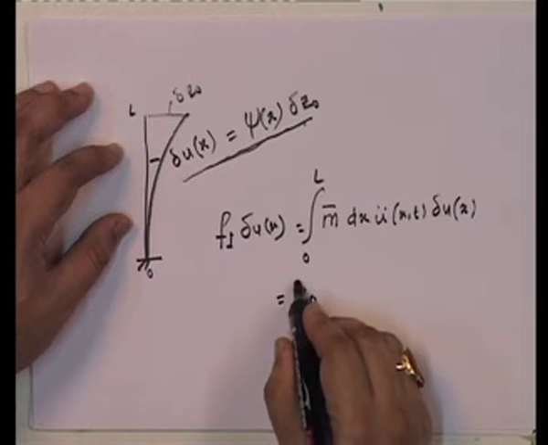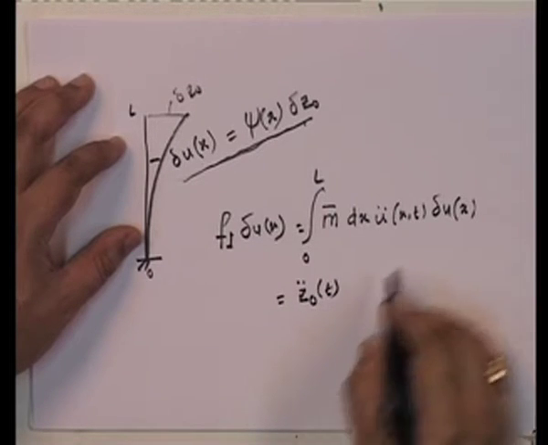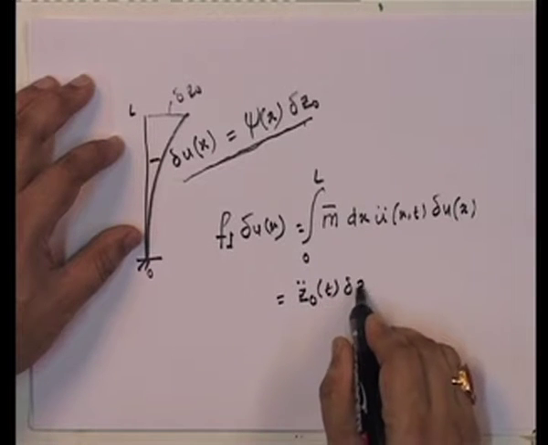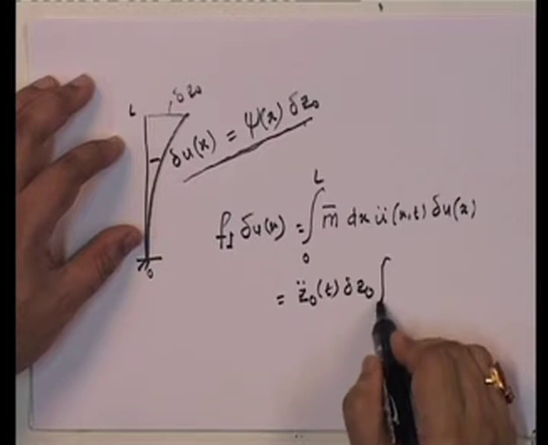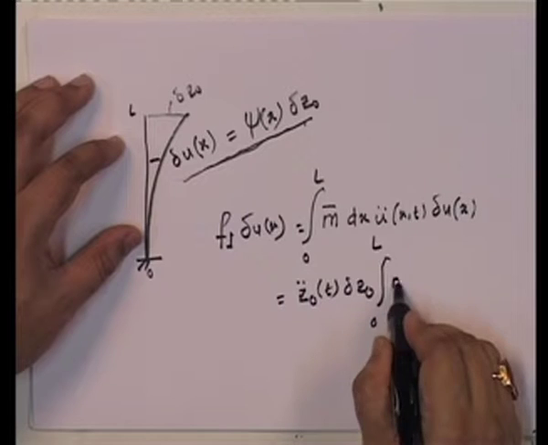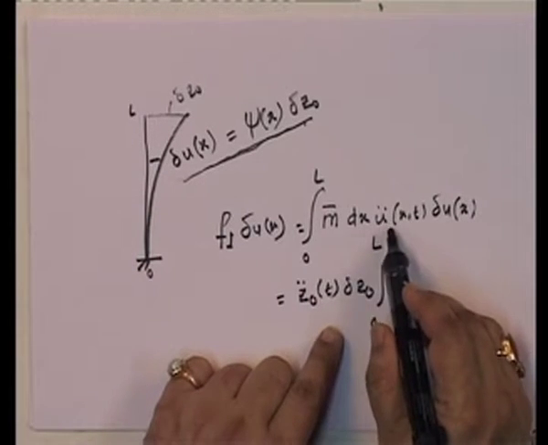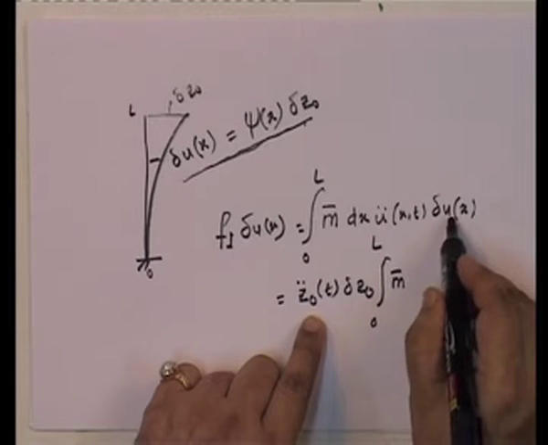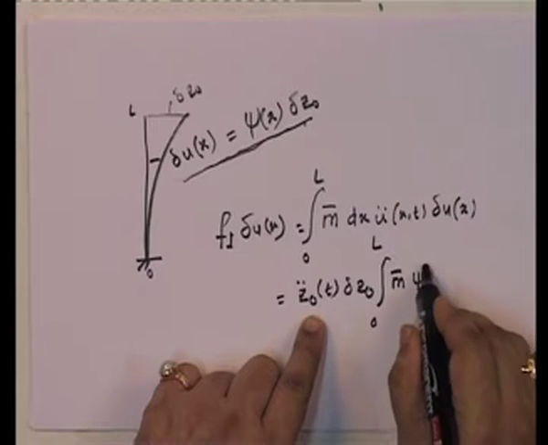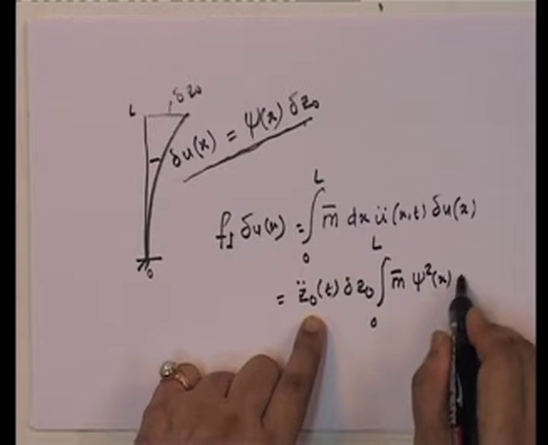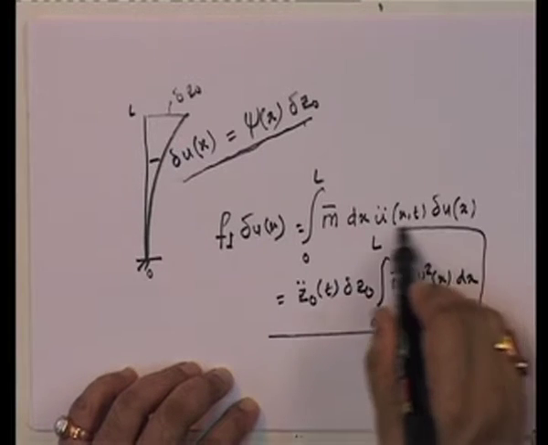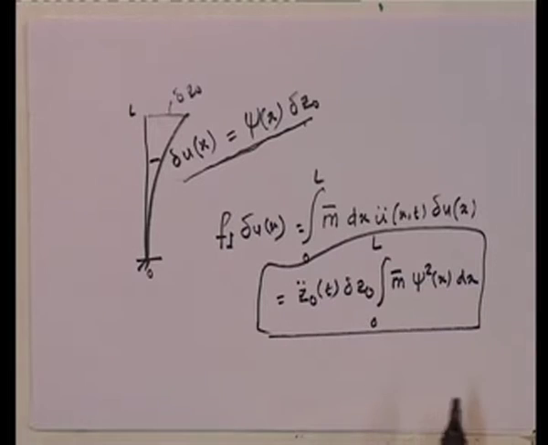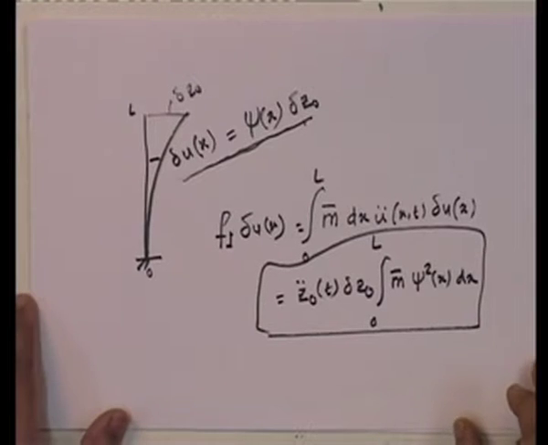So, this is going to be equal to z 0 double dot of t, that goes outside, and del z 0 is del z 0. So, this goes outside, and inside what do we get? We get integral 0 to L m bar. Now, one of them is xi x coming from z 0 and the other is del u, xi x. So, I basically get xi squared x dx, and that is the work done by the real inertial forces undergoing the virtual displacement. Okay. So, this is what we get over here.